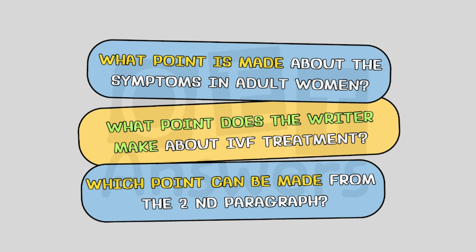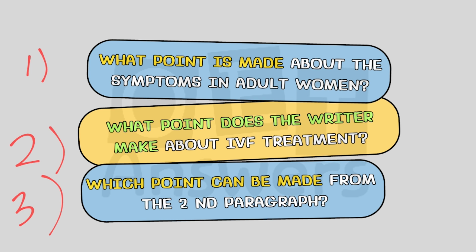What point is made about the symptoms in adult women? Second one, what point does the writer make about IVF treatment? Third one is, which point can be made from the second paragraph? So these 3 are the same questions but with different structure. But while seeing these questions, we can understand "what point is made."